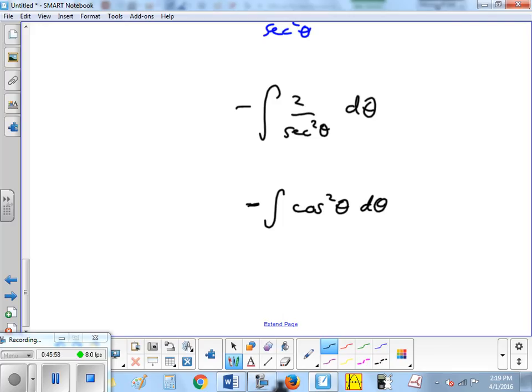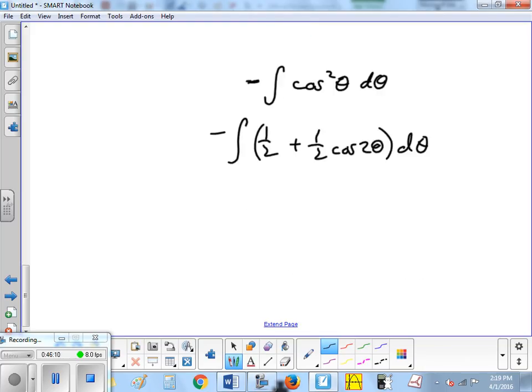You can use IVP. You can use trig identities. It's the same as 1/2 plus 1/2 cos 2 theta. And then we get 1/2. I'm going to pull out the half where the negative is. And then I'm going to have basically integral of 1 plus cos 2 theta.